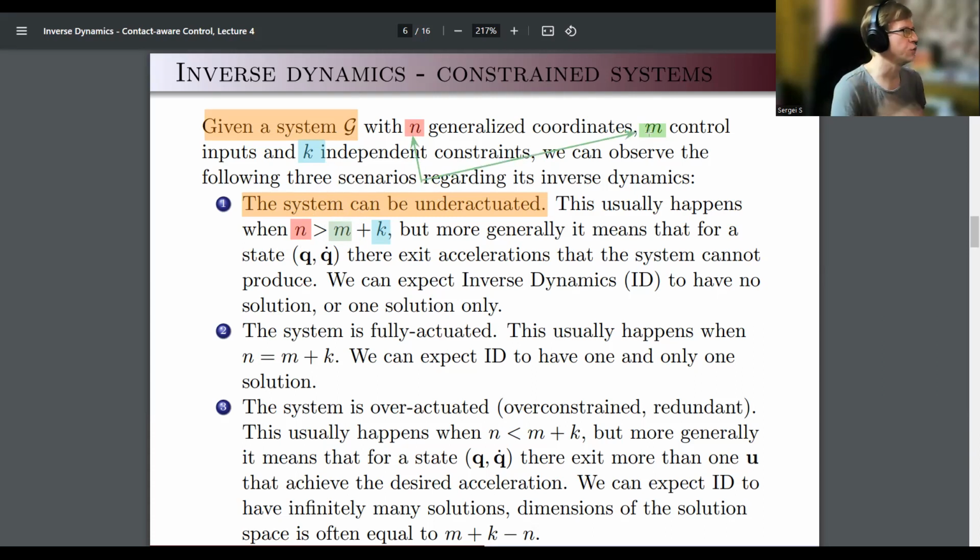That is a fully actuated robot, all right? Fully actuated robot. On the other hand, imagine a quadrotor. A quadrotor has 6 degrees of freedom, but only 4 motors. It is underactuated. All of them have 0 constraints. Okay, good.